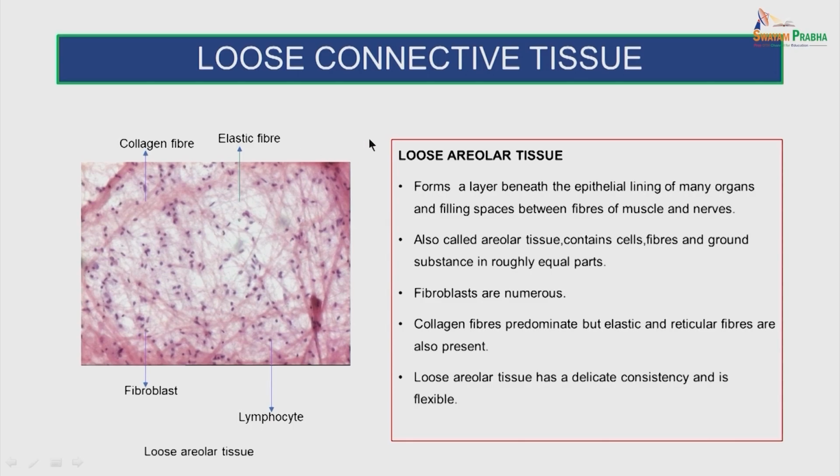So the loose connective tissue is the loose areolar tissue. It forms a layer beneath the epithelial lining of many organs and fills spaces between fibers of muscle and nerves. It's also called areolar tissue. It contains cells, fibers and ground substance in roughly equal parts. The fibroblasts are numerous. The collagen fibers predominate, but elastic and reticular fibers are also present. Loose areolar tissue has a delicate consistency and is flexible. This is a slide showing the loose areolar tissue, the collagen fibers, the elastic fibers, the fibroblasts and lymphocytes.